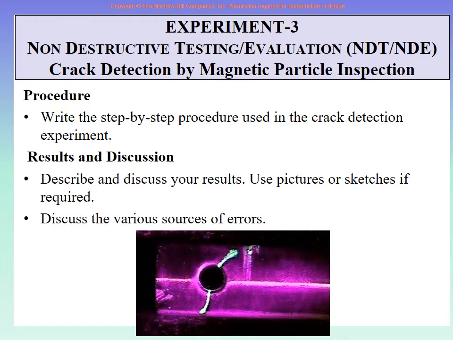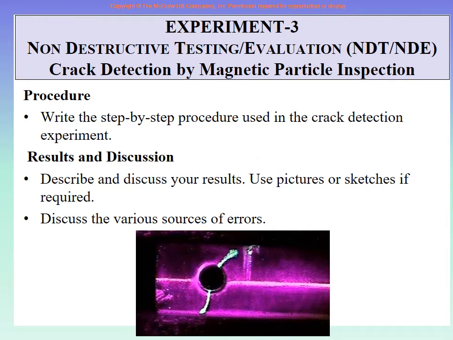I am showing you again a picture from the lectures of how things look after magnetic particle inspection, but you will do your own and you will have something from the lab videos and so on. In procedure, same thing, write the step-by-step procedure used in the crack detection experiment. In results and discussion, describe and discuss your results. Use pictures or sketches if required, and discuss the various sources of errors.